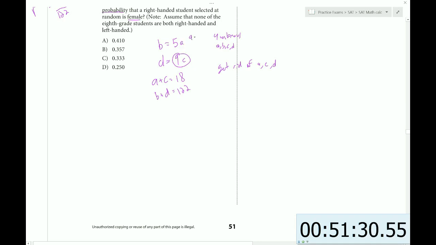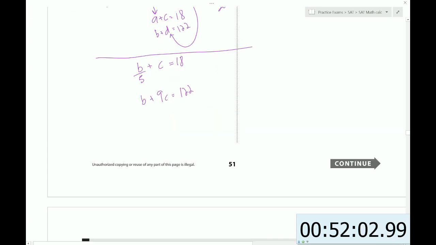So we'll make A equal B over 5, right? And then we can plug in B over 5 for A in this equation here. Okay? So we get B over 5 plus C is equal to 18. And then we do the same thing that we would have done here. We would have done B plus 9C equals 122. Okay, so now we have a system with just B and C involved.